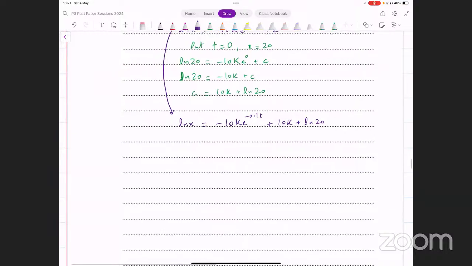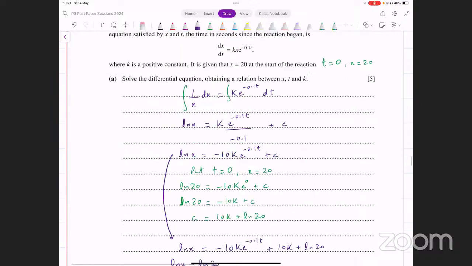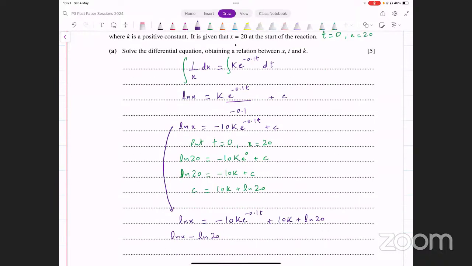So what can we do for that? We can bring this ln to the left side as well. What is that going to give us? ln x minus ln of 20. Remember, they've not asked us to make any specific variable the subject. They just want a relation between x, k, and t. Okay? Anything could be the subject, or maybe you don't have any variable as the subject. Just make sure that you have a single ln term.